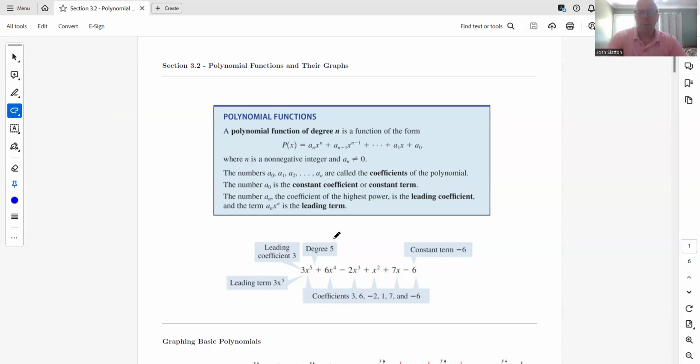So we have an example here. And you can see the leading coefficient is 3, the degree is 5, that's the highest exponent. We call that term the leading term. And then we have the constant term, and then 3, 6, -2, 1, 7, -6. Those are all the coefficients. Technically, I think -6 is not a coefficient, but I guess that's a little bit less important.